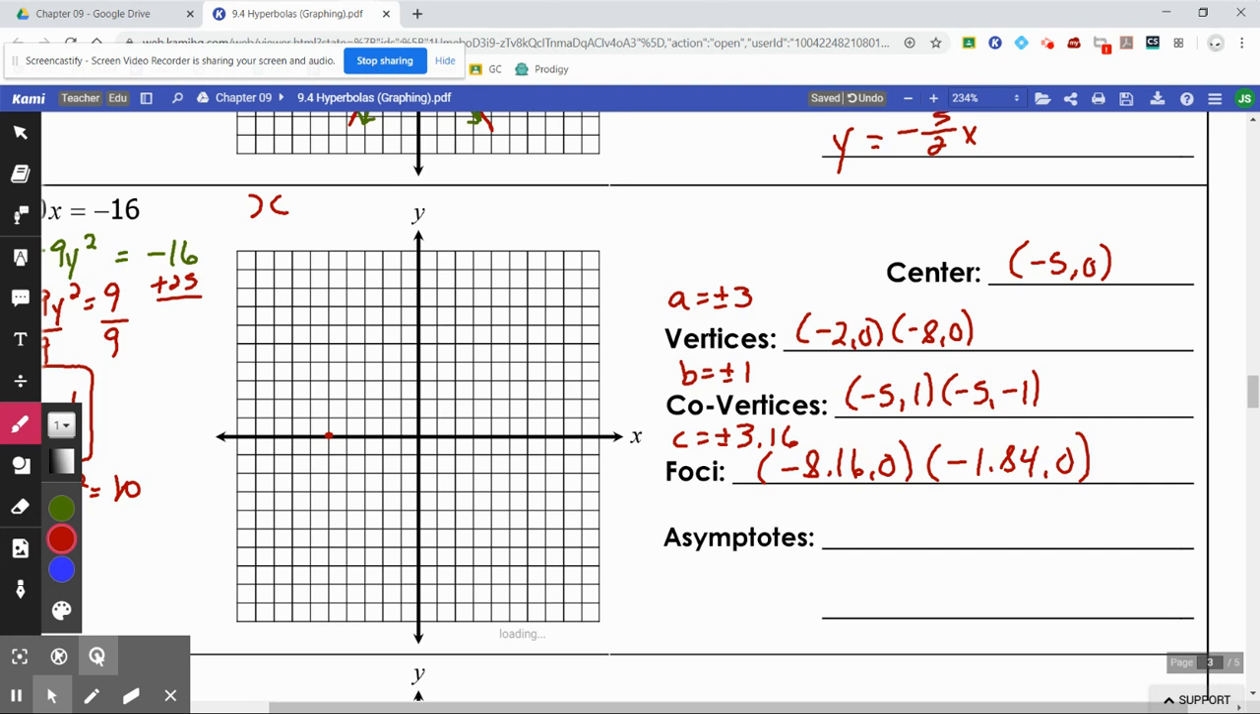We'll go ahead and plot our vertices and co-vertices from the center. So we're going to go right 3, left 3, up 1, down 1, and draw our box. Next, we connect the corners of our box to draw our asymptote lines. And there are the asymptote lines.